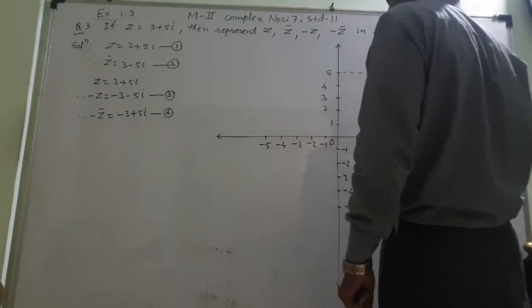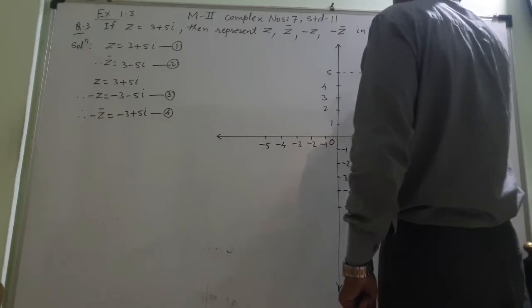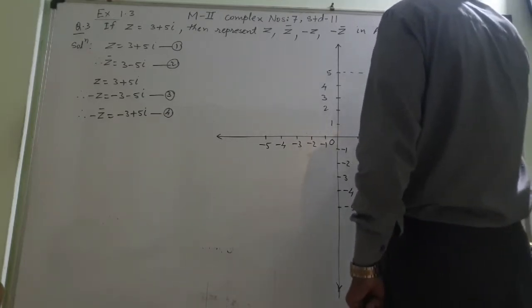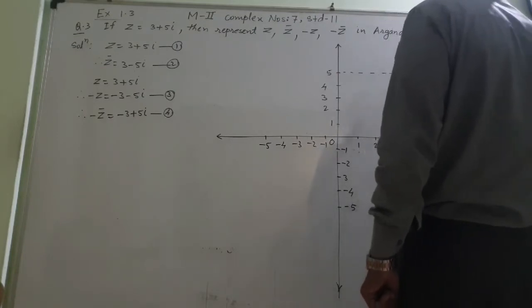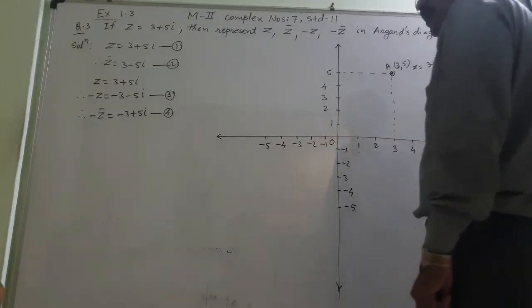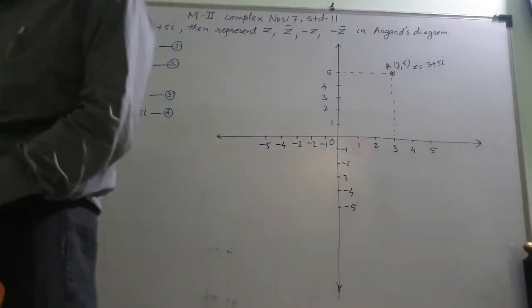This is 3, 5, this point. So z is equal to, what is that? 3 plus 5i. This I have represented by this point, point A. Hope that you have understood. Now similarly you can plot the remaining things.